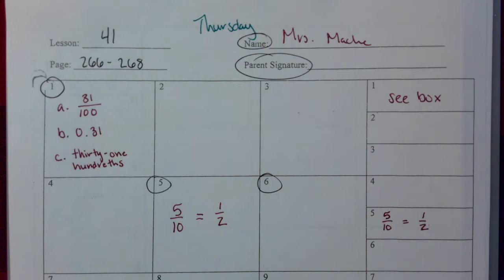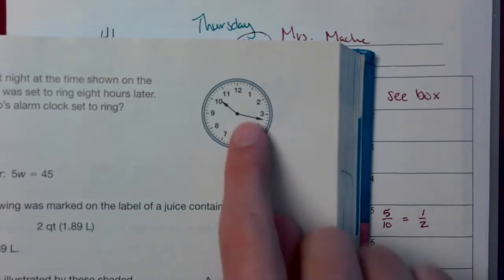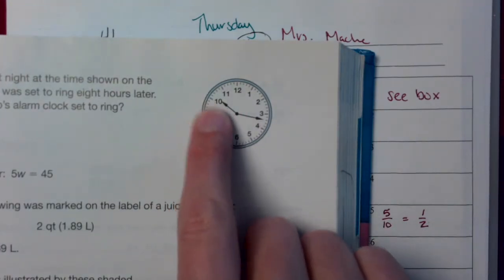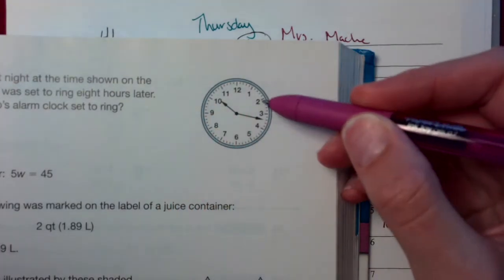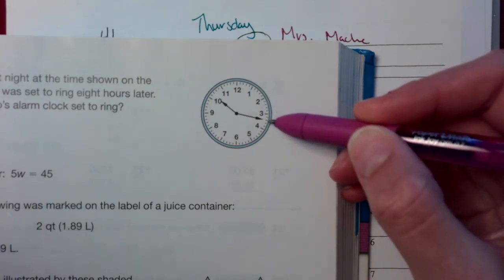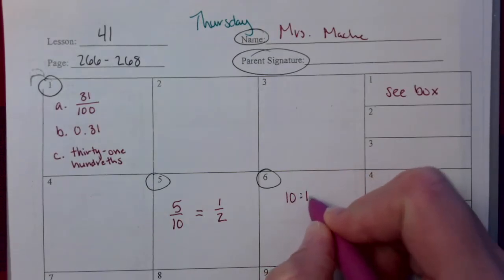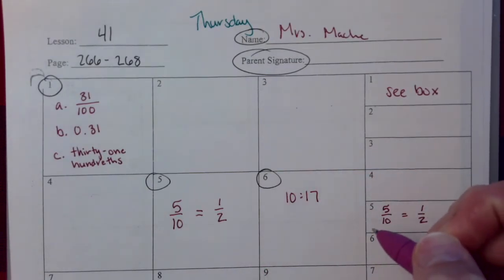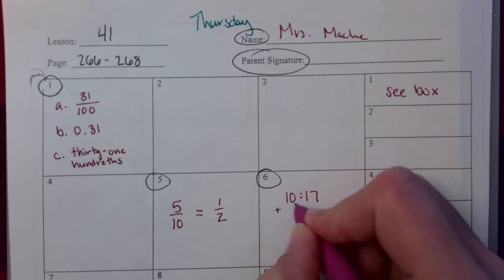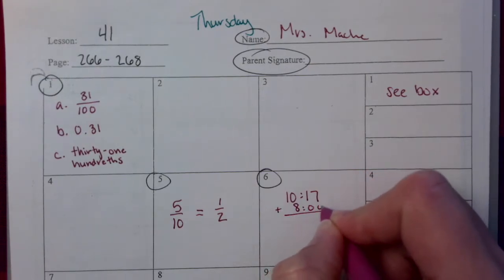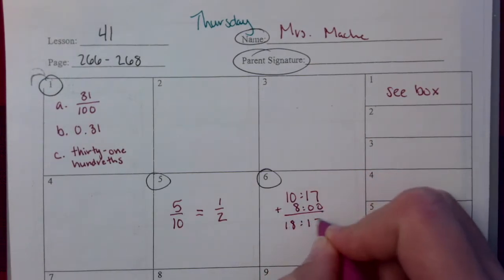Number 6. Anando fell asleep last night at the time shown on the clock. His alarm was set to ring 8 hours later. What time was his alarm set to ring? So if I look at this clock, it's shorthand point of 10, 5, 10, 15, 16, 17. So it's 10:17. And then plus 8 hours, well, that would be 18:17.